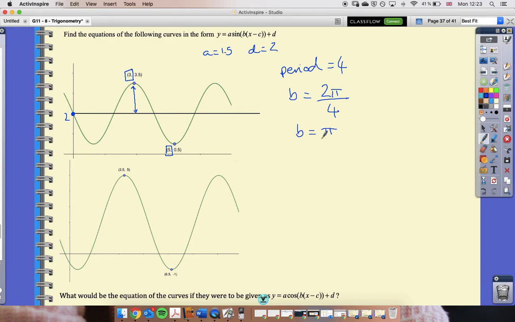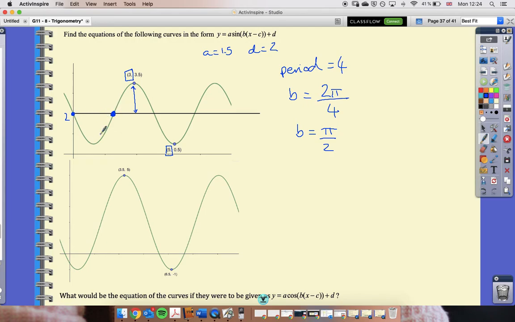So B, I'm going to stick with radians, I think, 2 pi divided by the period, so B is pi by 2. And then finally, what has happened with the point that I would expect on the y-axis? I would expect this to be the start of a sine curve. It's on the principal axis, and then it increases from there. So this should be on the y-intercept. What's happened to it? It's been moved across. It's been moved to the right.